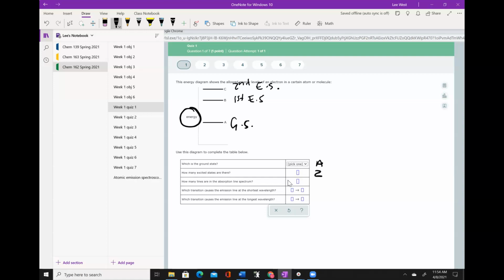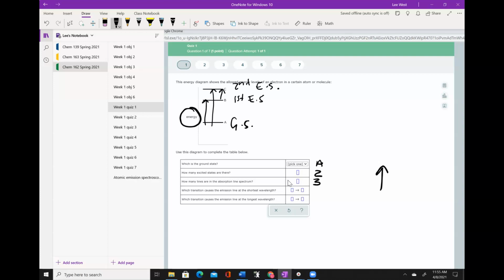Before we start getting into the transitions, it asks how many lines are there in the absorption line spectrum. So absorption is when we're going up in energy. So we could go from A to B, we could go from A all the way up to C, and we could also go from B to C. So there are 3 lines.